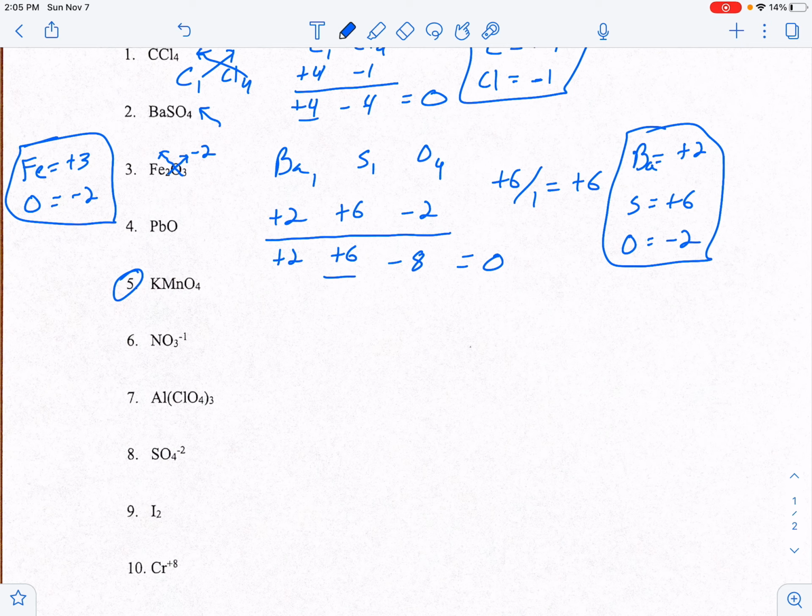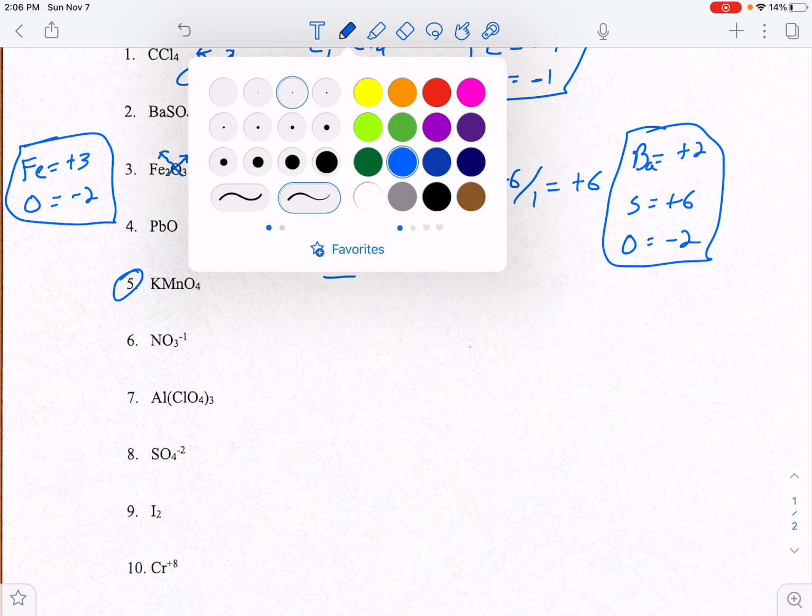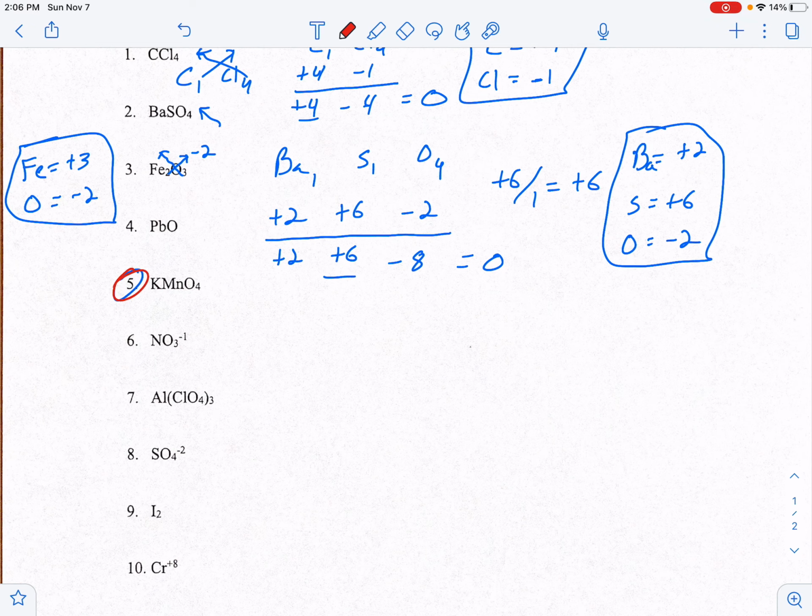Okay, so I'm going to take a look at number 5 right here. The first thing I'm going to do is spread it out, and I'm going to use a different color ink because I don't want it to blend in. So I have K, potassium, I only have 1 of them. I have 1 manganese, and I have 4 oxygens. Do I see a charge up here in the top right? I do not, so that means when I sum these up, they're going to equal 0. So I'm going to start off with oxygen. Oxygen always has a charge of -2, so 4 times -2 gives me a -8.